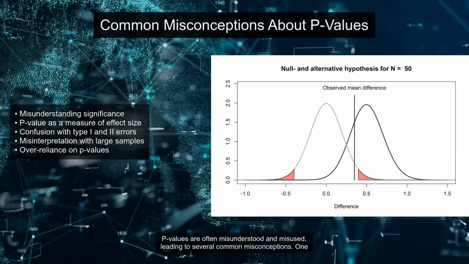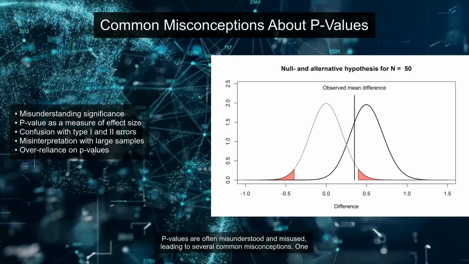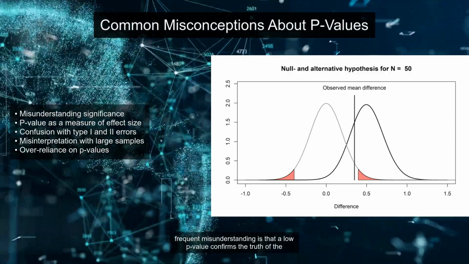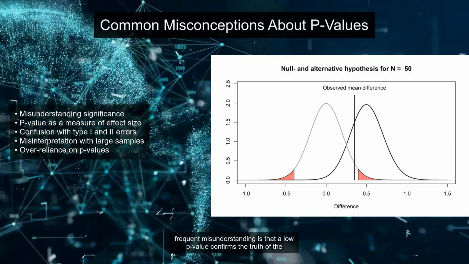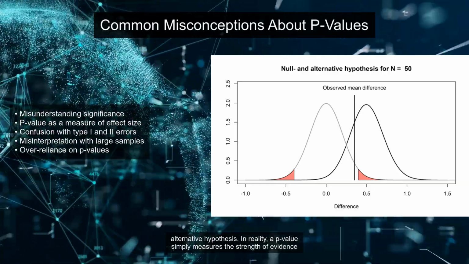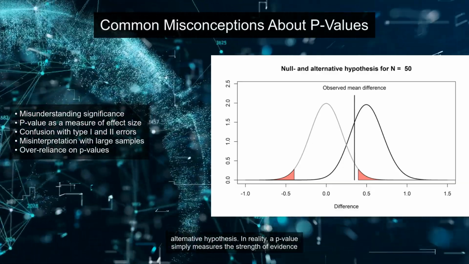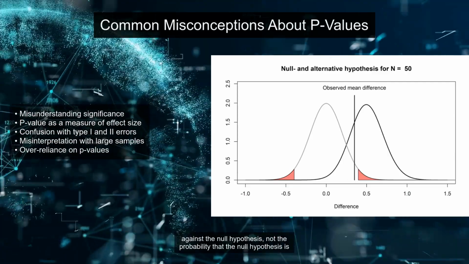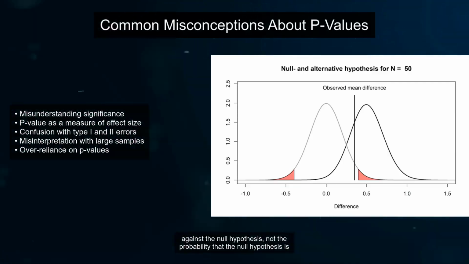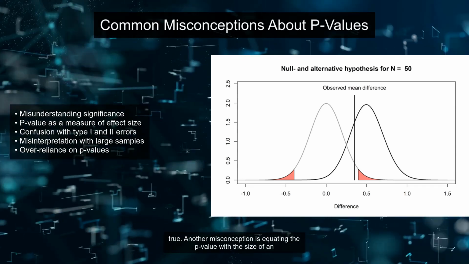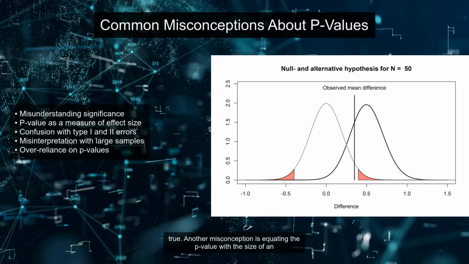P-values are often misunderstood and misused, leading to several common misconceptions. One frequent misunderstanding is that a low p-value confirms the truth of the alternative hypothesis. In reality, a p-value simply measures the strength of evidence against the null hypothesis, not the probability that the null hypothesis is true. Another misconception is equating the p-value with the size of an effect.